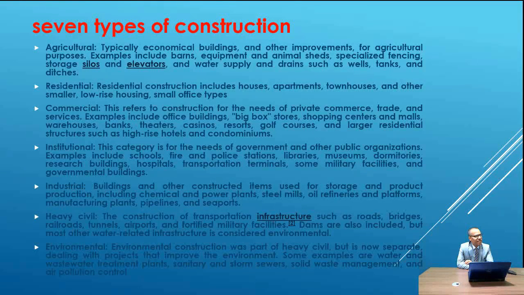Industrial: buildings and other construction items used for storage and production, including chemical and power plants, steel mills, oil refineries, manufacturing plants, pipelines, and seaports. Heavy civil: construction of transport infrastructure such as roads, bridges, rail, tunnels, airports, and military facilities. Dams are also included, as are most other water-related infrastructure. Environmental construction was once heavy civil but now deals with projects that improve the environment. Some examples: wastewater treatment plants, sanitary and storm sewers.